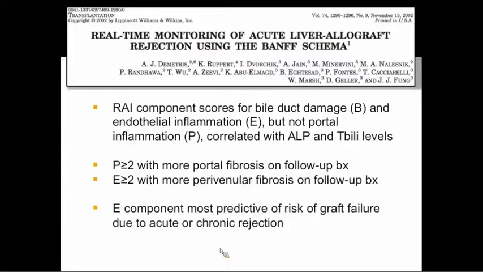And the scores did correlate overall with pathologists' global severity, so that part has been really validated in a number of studies already. But the component scores for bile duct damage and endothelial inflammation were the ones that correlated best with alkaline phosphatase and bilirubin levels, portal inflammation less so. Patients who had more portal inflammation and more endotheliitis tended to have more fibrosis on follow-up biopsy. And the endotheliitis, for whatever reason, seemed to be most predictive of long-term risk of graft failure due to acute or chronic rejection, at least in this initial study.